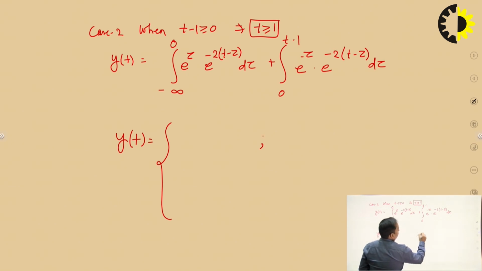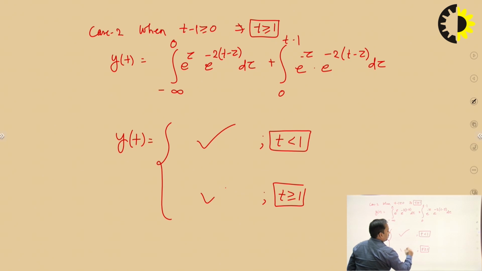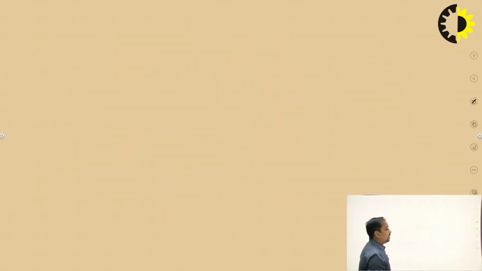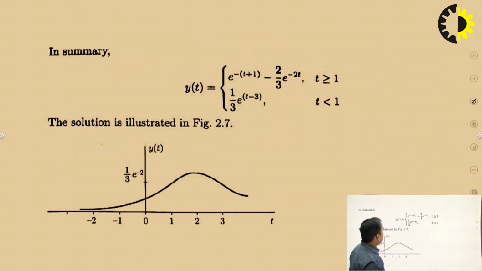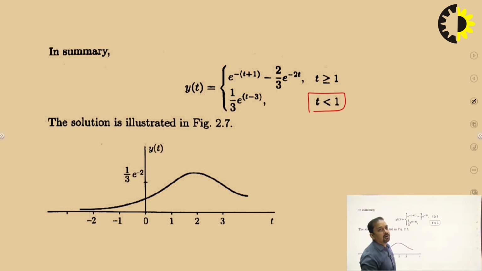First case, when t is less than 1 and when t is greater than or equal to 1. Two possibilities. We'll be having the output y(t) for both the scenarios. So if we can see further, you'll be having an output y(t), which for t less than 1, the output is 1 by 3 e raised to power t minus 1.